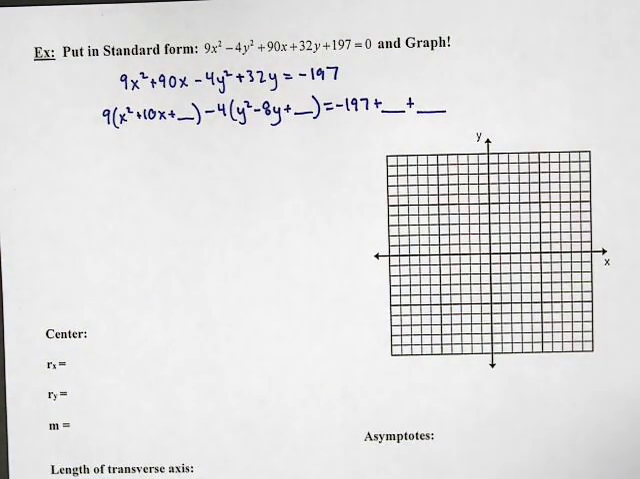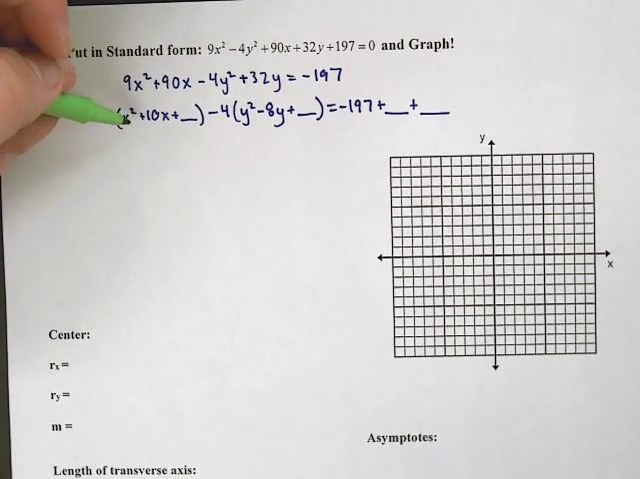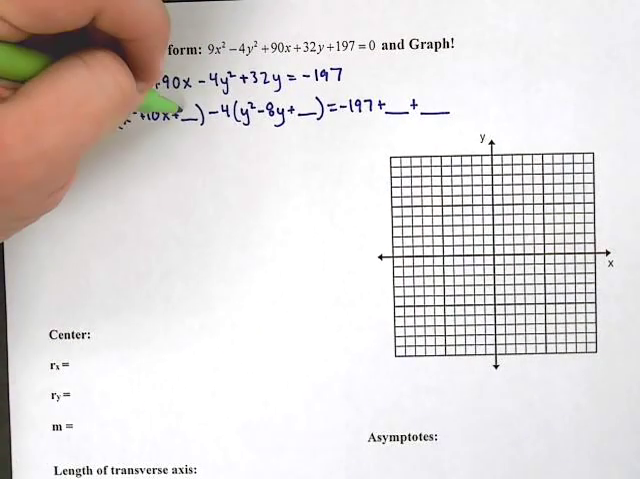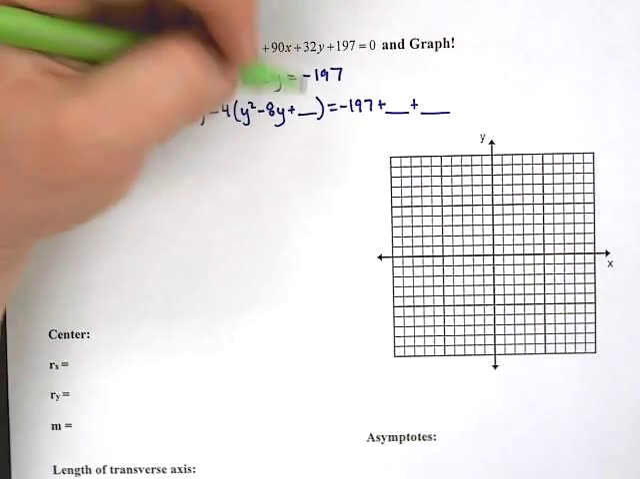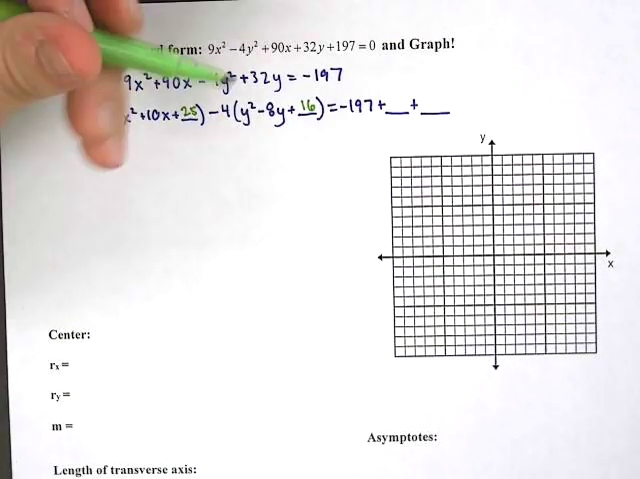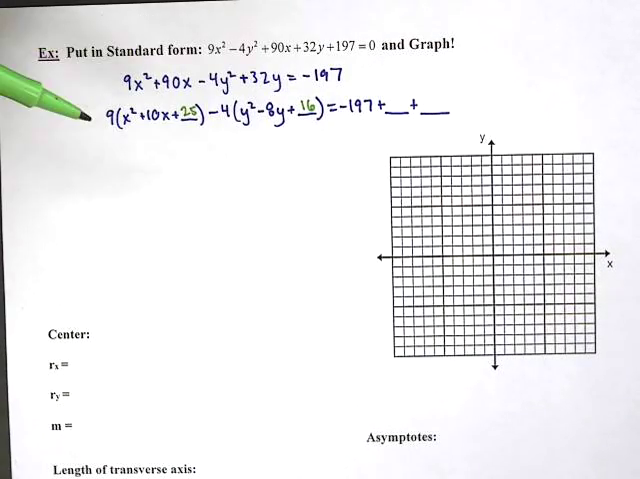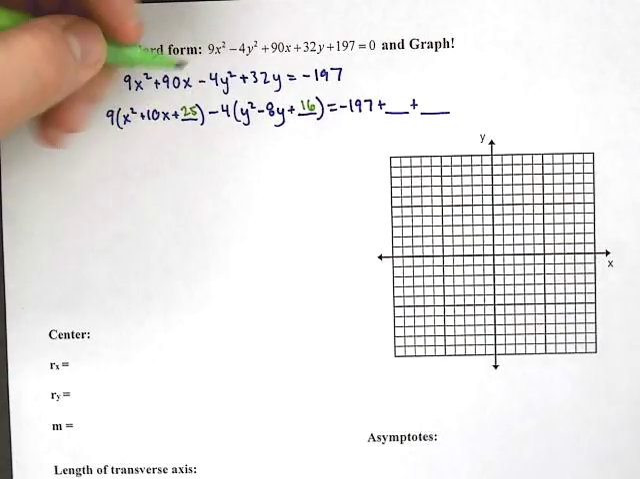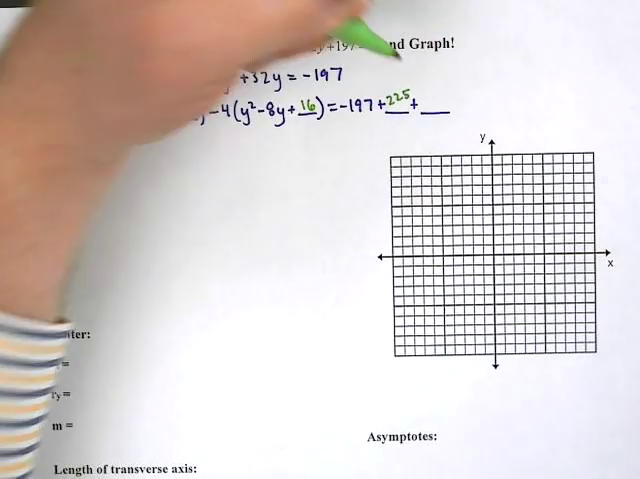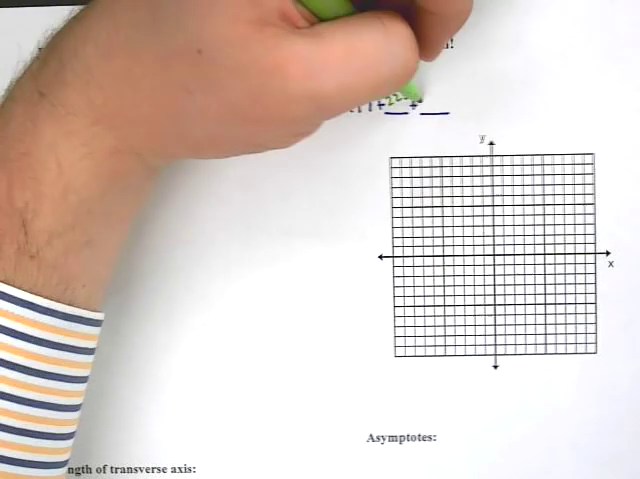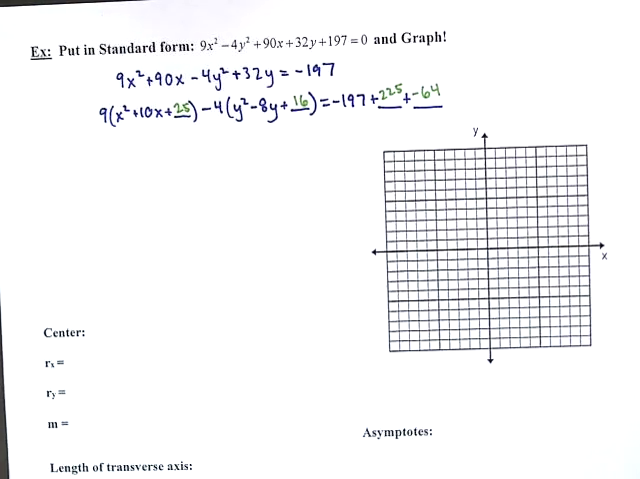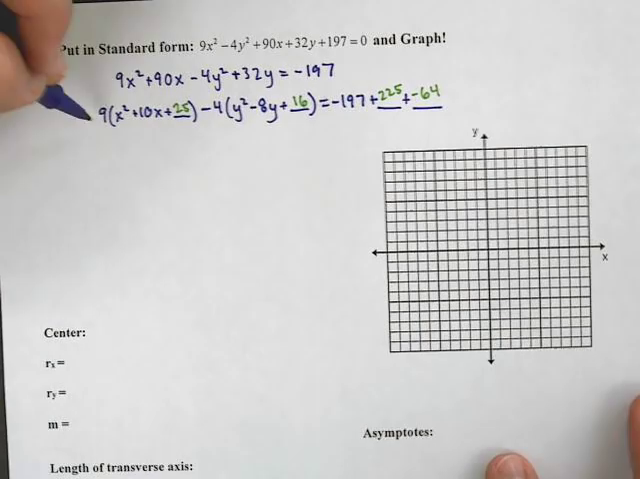So what gets filled in here? Well, half of 10 is 5. 5 squared is 25. Half of negative 8 is negative 4. Negative 4 squared is 16. But please remember, those are not the values that get put on the other side. We have to do 9 times 25, which is 225. And we actually have to do negative 4 times 16, which is negative 64. So that's a big deal. That's going to look a little different than usual.